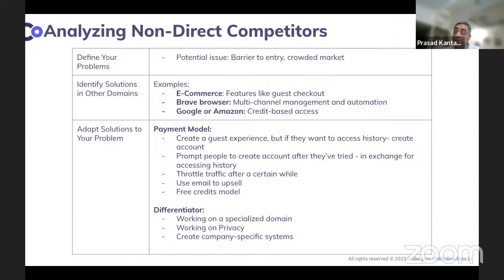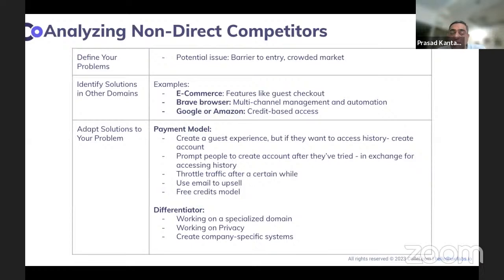So now the question is, well, what are the advantages for the company, right? Does my company have a distribution? Is it working on a specific domain? Maybe you're just doing it for designers. Maybe you're just doing it for a specific user base. Maybe you're doing it for a specific problem. Maybe you're doing it for a company. So those are the ways that you're thinking through. So how have they solved it? How have other companies solved it, right?